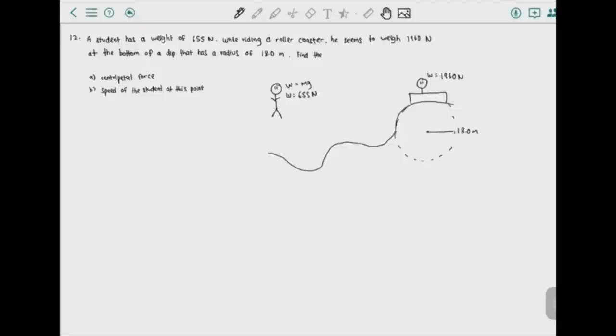Hai, Assalamualaikum. Okay, so hari ini saya nak jawab soalan tutor chapter 6 question 12. A student has a weight of 655 N while riding a roller coaster, he seems to weigh 1090 N at the bottom of a dip that has a radius of 18 meters. Find the A. Centripetal force, B. Speed of the student at this point.